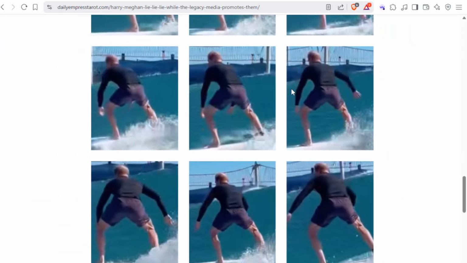Of course, they've never denied it. They're still pushing the lie that he took surfing lessons there. And it's like, okay, if you say so. I don't think so. This isn't a video of it if you did. But anyway, that's the first example of AI with Harry and Meghan. Probably not the first time they've done it, and probably won't be the last.